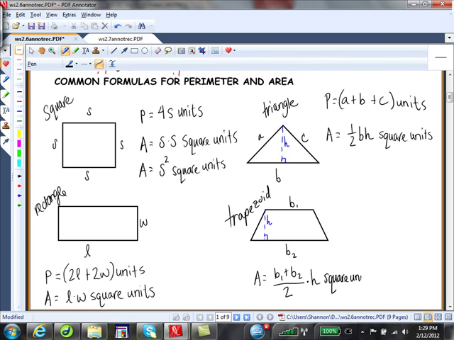Now, most books end up writing it like this. They usually write the area is half times base 1 plus base 2 times the height. And do you guys see that's the same formula? So the main thing to remember here is that the area is the average of the bases times the height. I'll write that in.